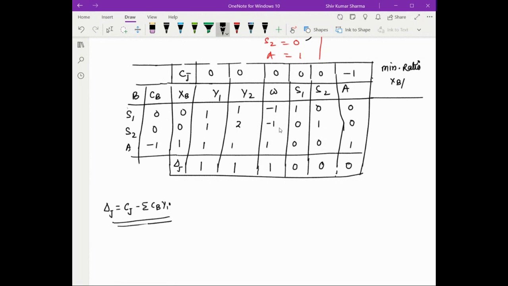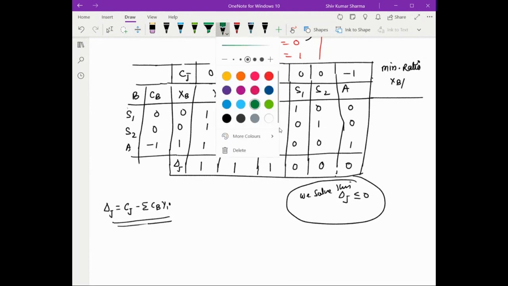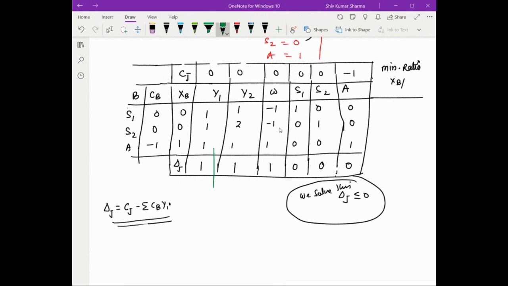Okay, so here we use the concept: if delta j is greater than 0, that means it is not maximum. We solve this for delta j less than or equal to 0. Remember this. So here we see that three delta j are greater than or equal to 0. That means we can take any one of them as the incoming vector. So we choose the first column as the incoming vector.